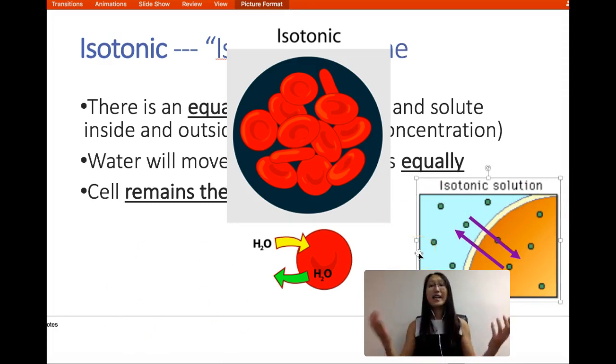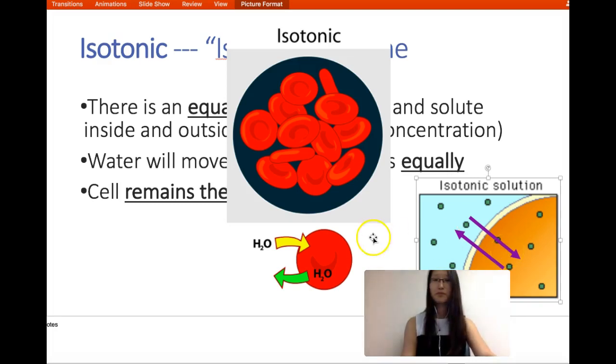Well, when we talk about the same or high or low, we're not talking about the amount. We're talking about the concentration. Always remember, we're not talking about the amount. We're talking about the concentration. It's the concentration that matters. So right here, you have the same concentration of solute on both sides of the cell membrane. This is a cell membrane right here. You have the same concentration of solvent on both sides of the cell membrane as well.